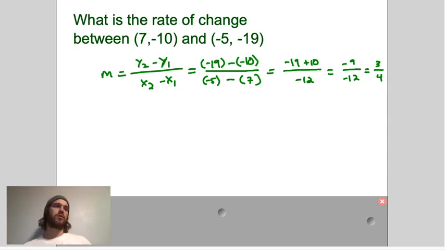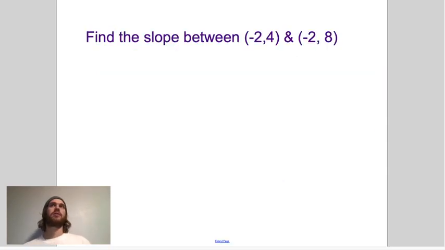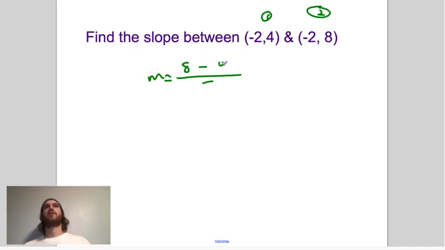Great. Let's keep moving, and we're going to go on to the tables. Oh, you do need to be careful on some examples. Like this one, you can try if you like. It's going to go fast. Point 1, point 2. Again, it doesn't matter which one is which. y2 is 8, y1 is 4. x2 is negative 2, x1 is negative 2.